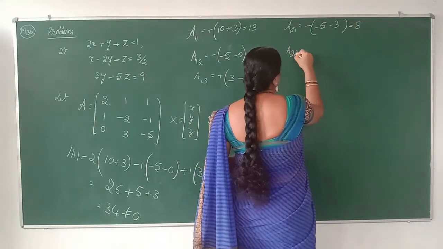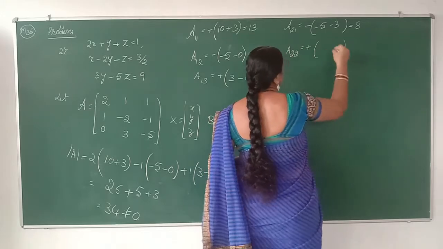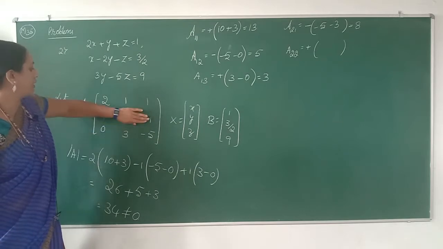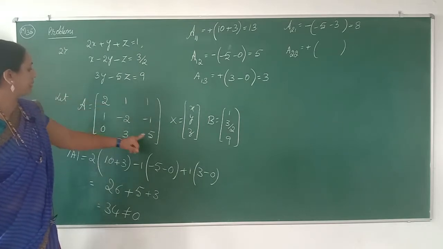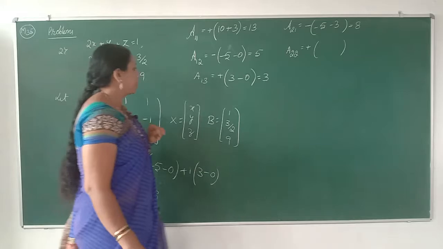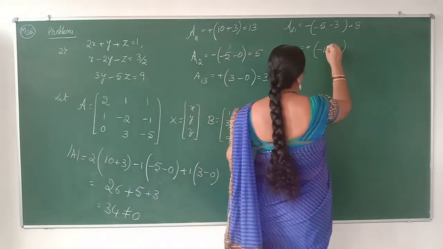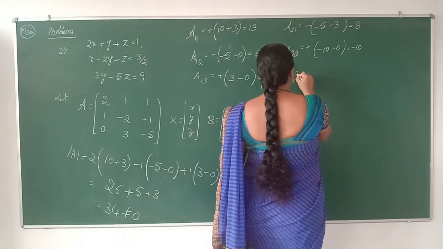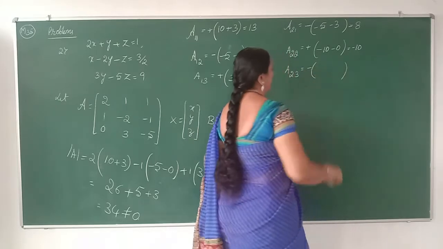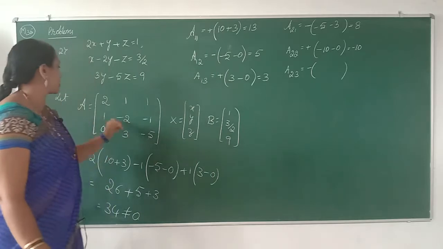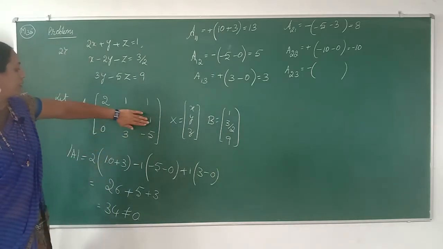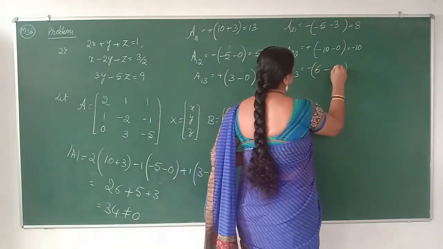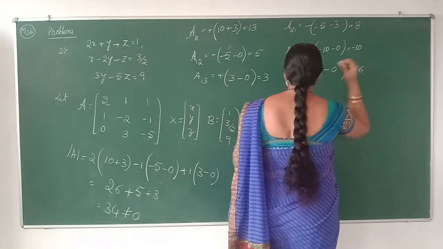Then A22. A22 is multiplied by plus, and it's the element of second row, second column, and these get neglected. Remaining get cross multiplied, minus 10, minus 0. It will be equal to minus 10. A23 is multiplied by plus, and it's the element of second row, third column, and these get neglected. Remaining are 6 minus 0. It will be equal to minus 6.